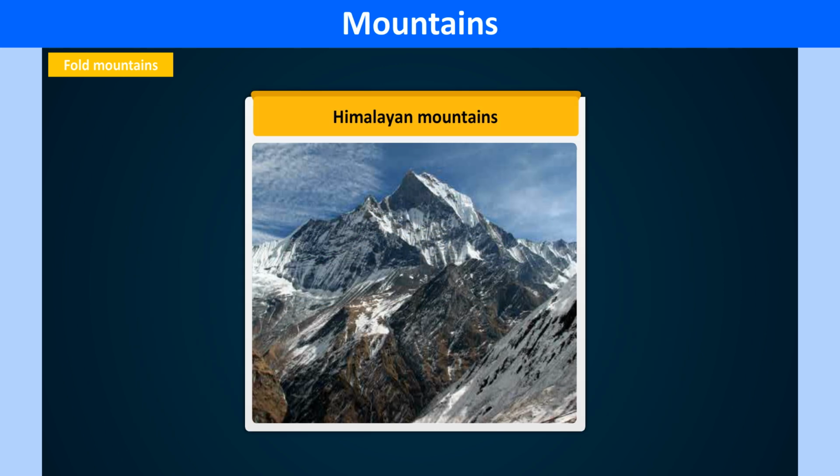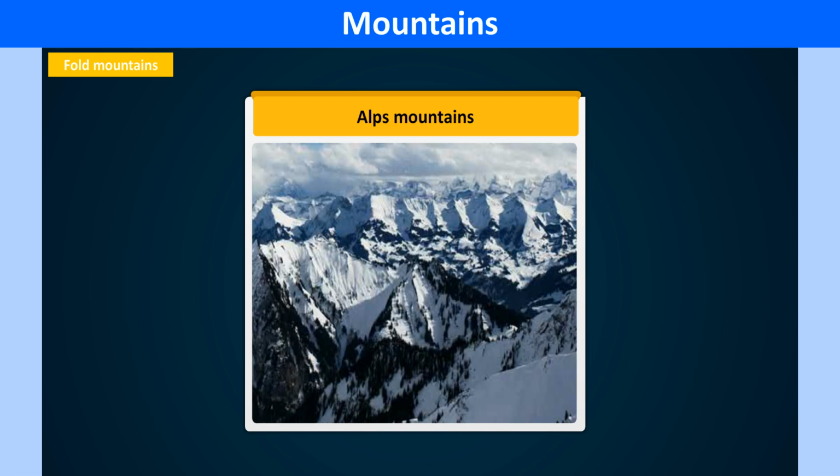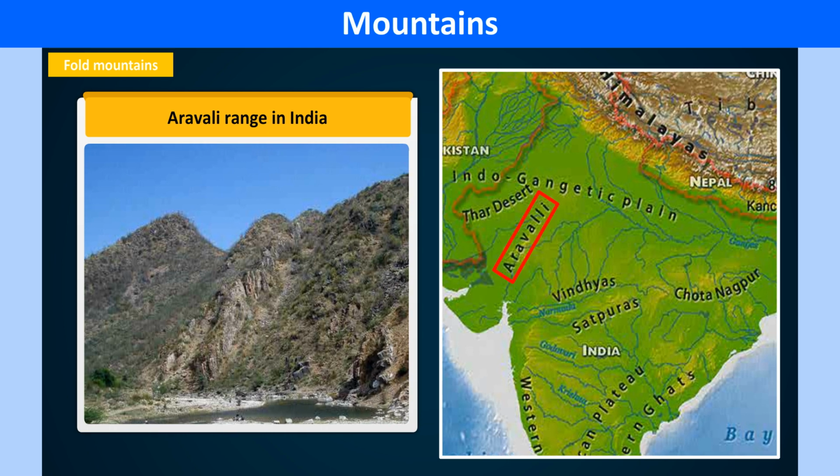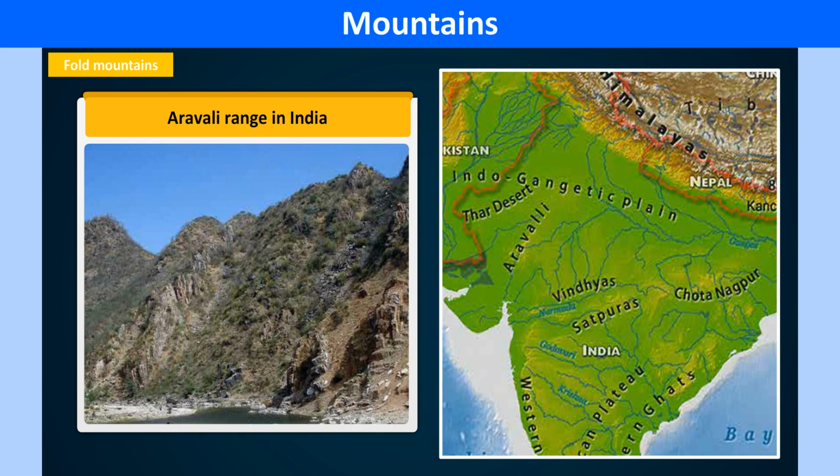The Himalayas are fold mountains that were formed when the Indian plate collided with the Eurasian plate. The Alps in Europe are fold mountains. The Aravalli Range in India is one of the oldest fold mountains in the world.